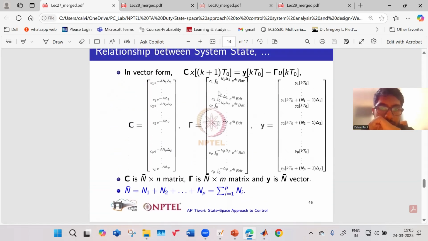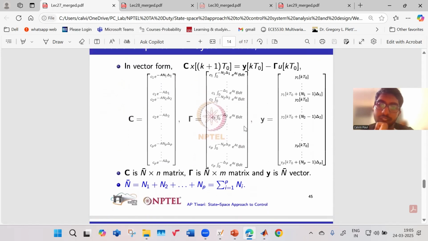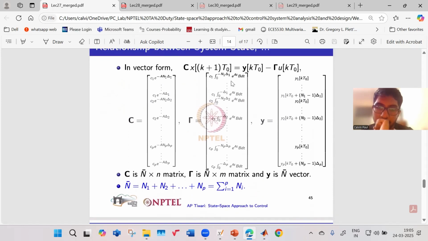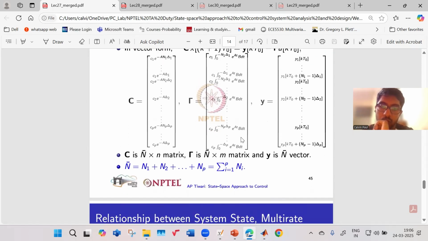Gamma: C1 into this, the integration we need to do. We need to do an integration which goes from 0 to minus N1 delta 1 into e to the power At into B into dt. Has to be done. So the input is just remaining the same. e to the power At into B remains the same. Only the limits of integration are changing. Then it is getting multiplied by something else. So how do we do that?